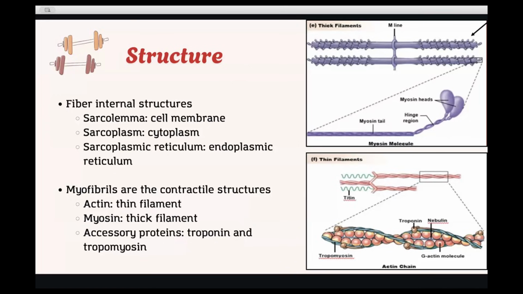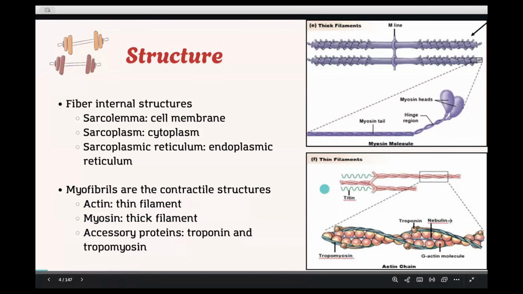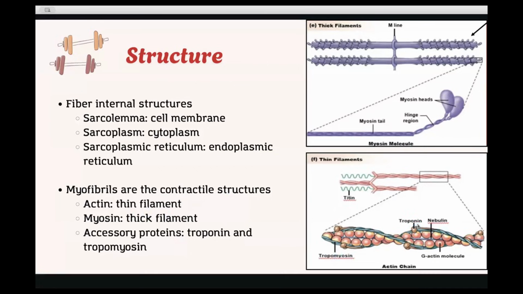Now, what about the contractile structure? So, the muscle cell is made up of myofibrils. Those include the actin, which is the thin filament. This actin, as you can see over here, is the thin filament of the contractile structure. It's composed of tropomyosin and troponin. Myosin on the other side is the thick filament, as you can see over here. Now, this myosin is made up of the myosin tail, the hinge region, and the myosin heads.